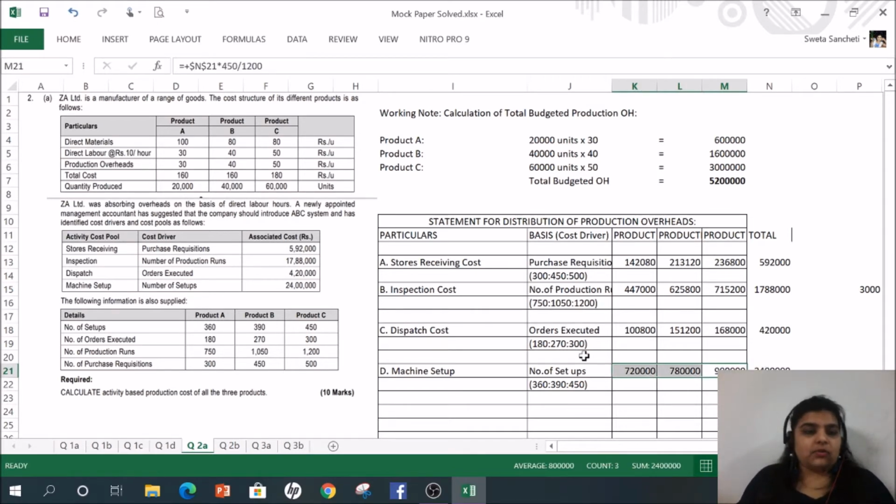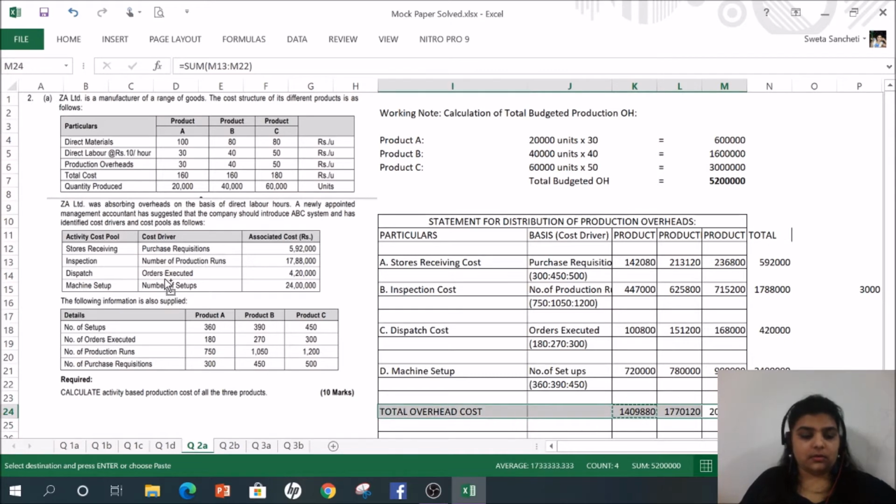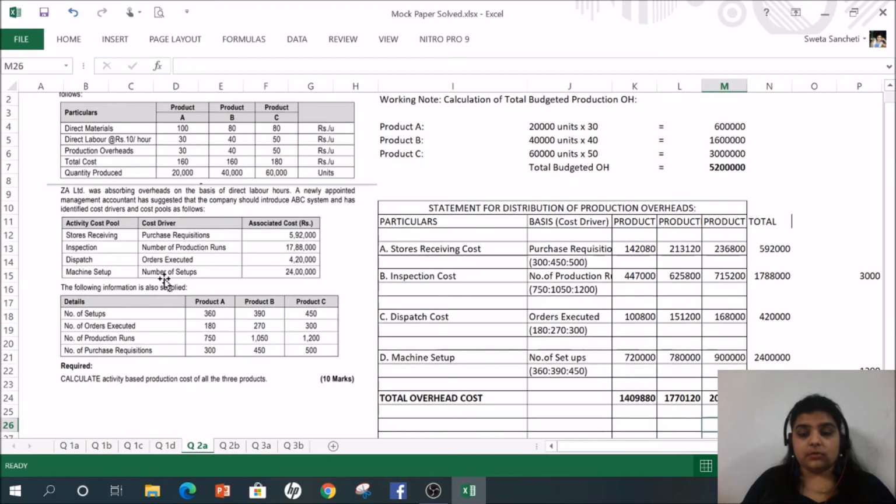Total of 24 lakhs. So all the overhead cost, what we have distributed is just the overhead cost. The total overhead cost for each of these products on the basis of activity costing is this. So they are asking us the activity based production cost. Now this is just the overhead cost which we have distributed.